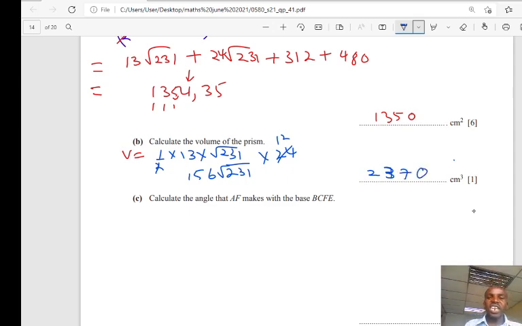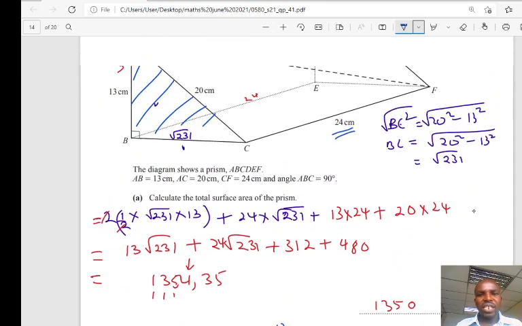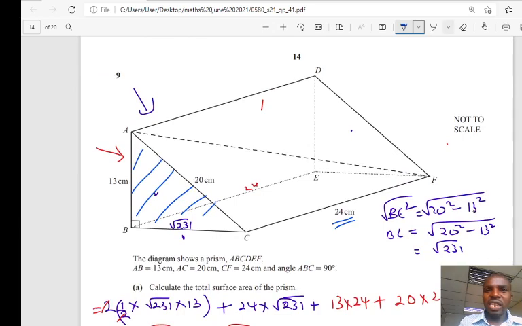To three significant figures is 2370 cubic centimeters. Then calculate the angle that AF makes with the base BCFE. AF makes with the base. Where is AF? Is that line? So I have to wrap everything here.